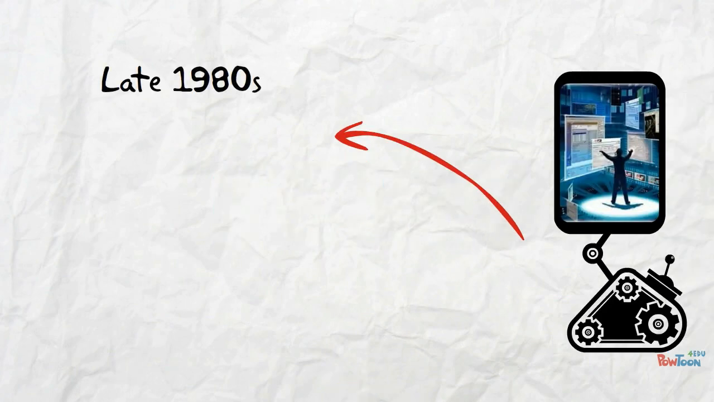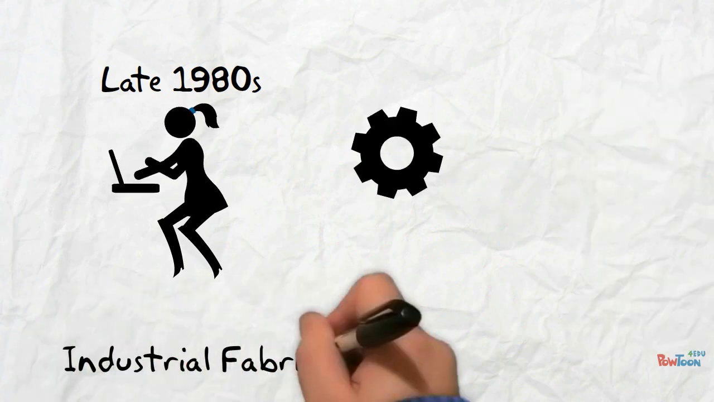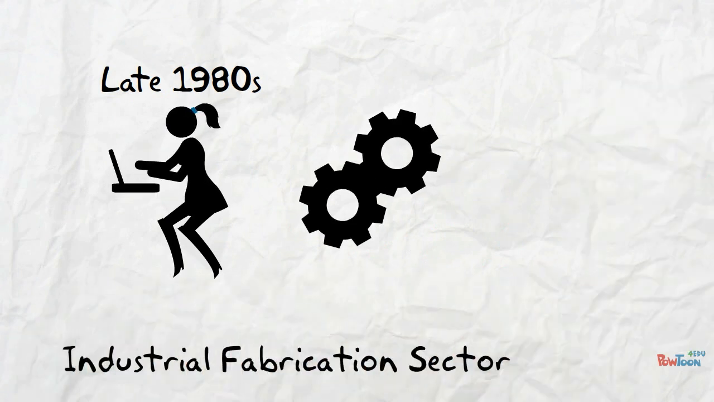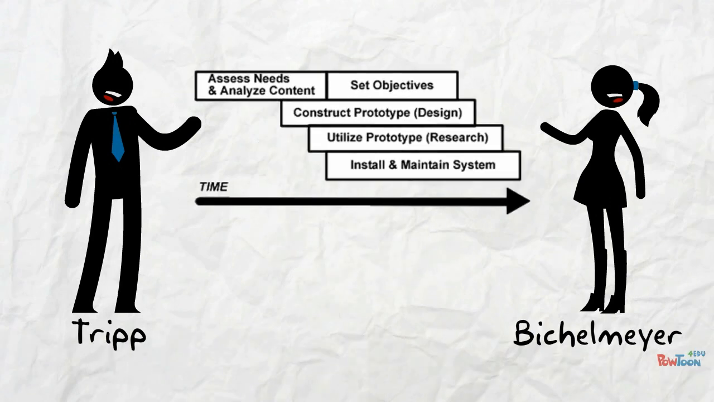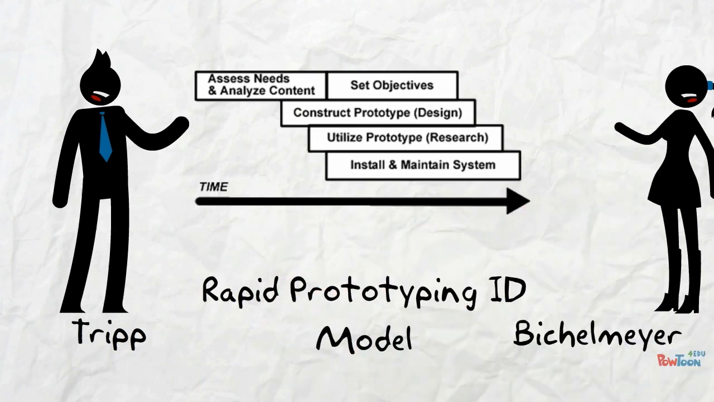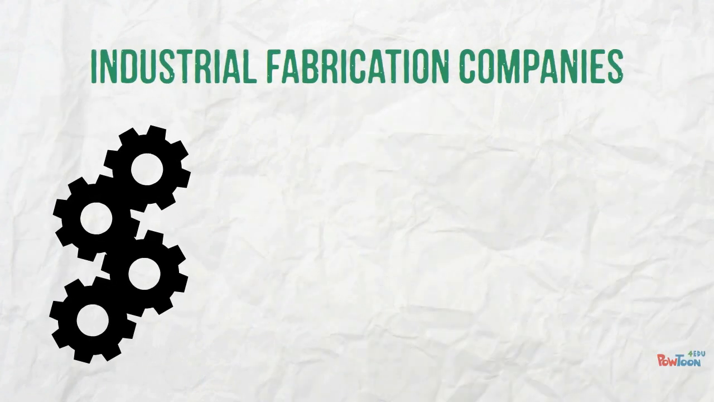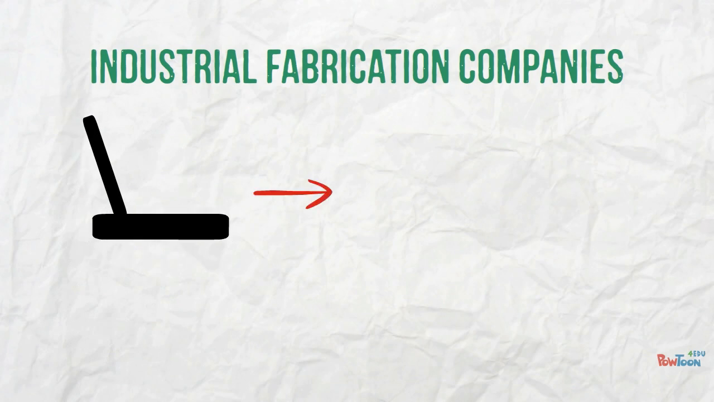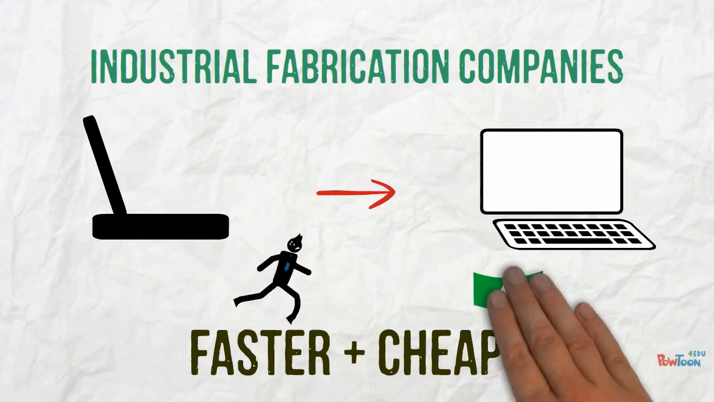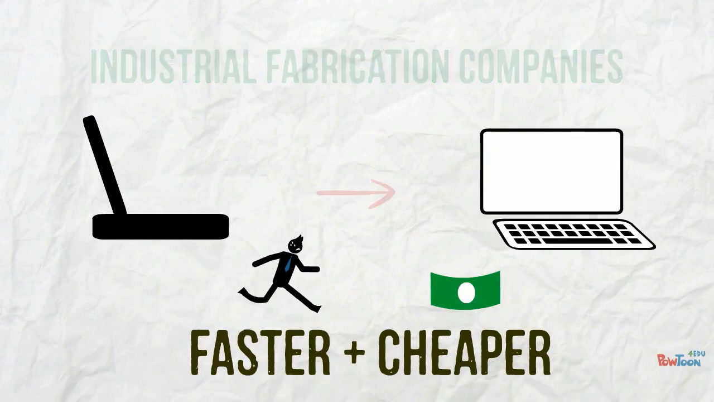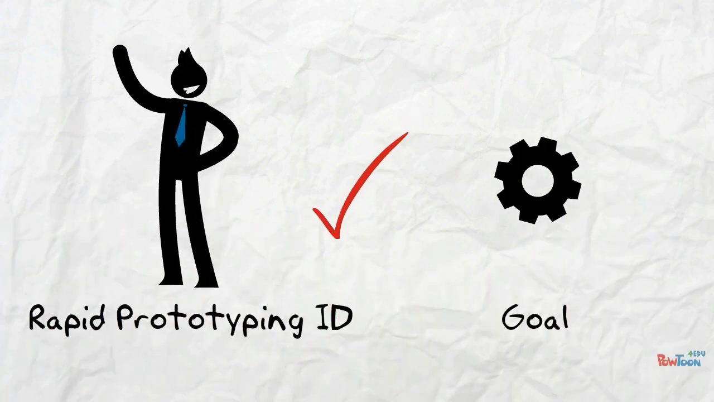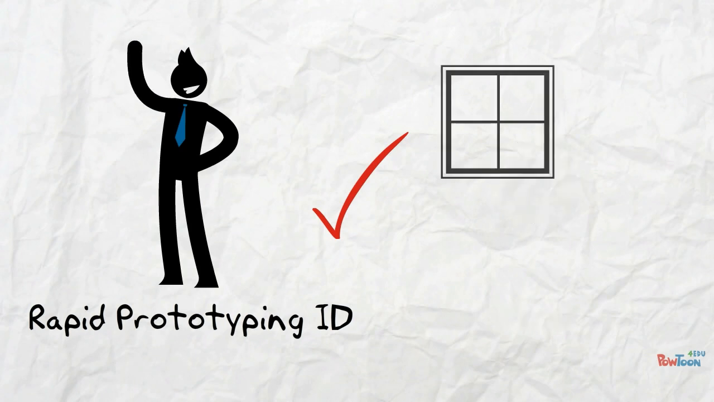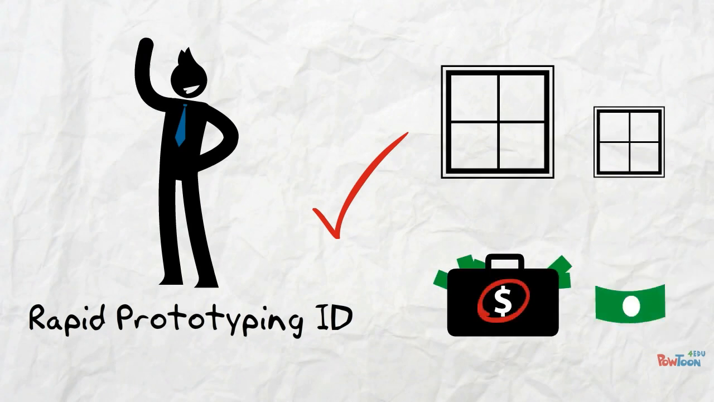In the late 1980s, rapid prototyping was beginning to take place in the industrial fabrication sector. As a result, in 1990, Stephen D. Tripp and Barbara Bichelmeyer developed the rapid prototyping instructional design model. Industrial fabrication companies were wanting to find ways to reduce the development time and get their products to market faster and cheaper. Rapid prototyping instructional design also has a similar aim, with this end goal of producing more effective instructional design that has a shorter development window and lower cost.